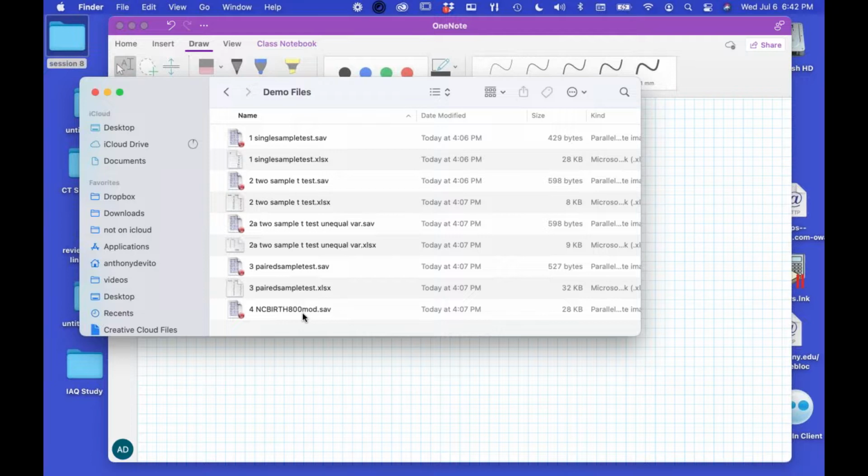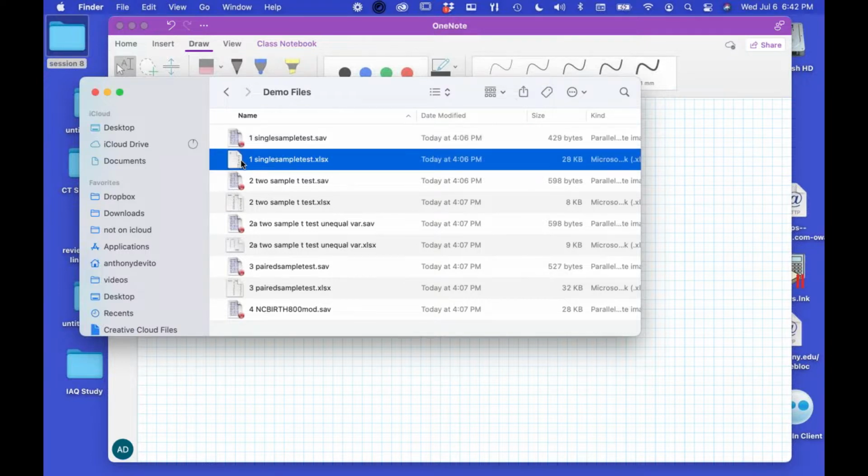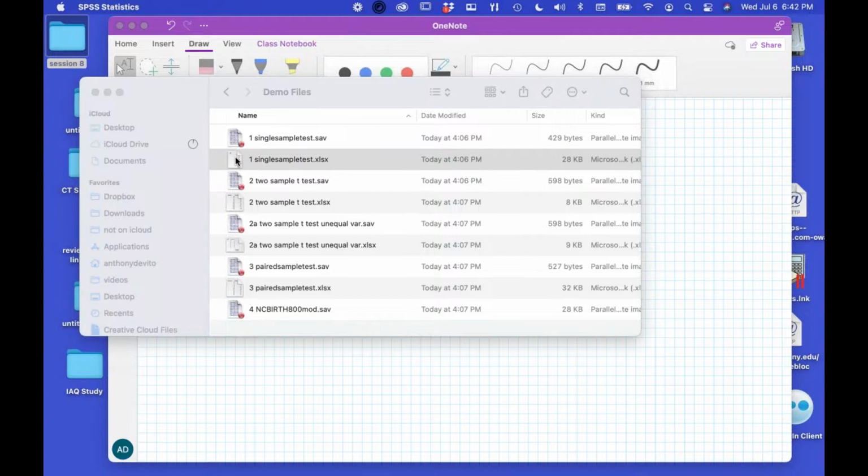Okay, so I'm going to start with the simplest of these, a single sample test. It's both an Excel file and a .sav file, an SPSS file. I'm going to start with the Excel file. I think I might have opened SPSS first there, but we'll get both of them up here.